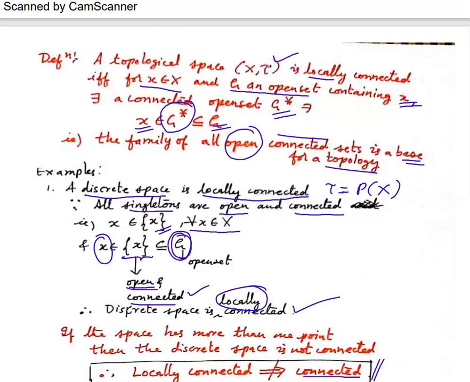But if it has more than one point, then it is not connected. If it contains more than one point, I can always have a separation. So a discrete space having more than one point is not connected, but it is definitely locally connected. We have proved it is locally connected, but it is not connected. Hence, locally connected doesn't imply connected. Very important and very easy theorem.